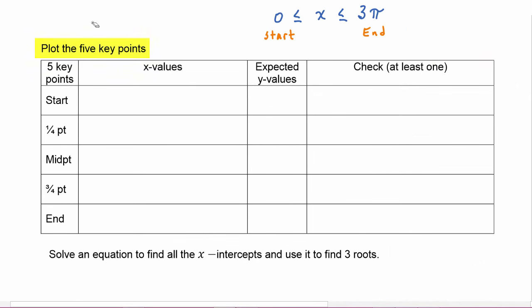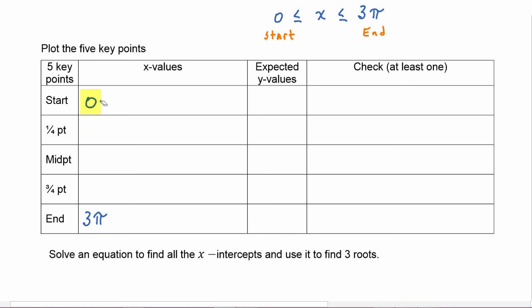Next, we want to plot the 5 key points of the graph. 5 key points means there's 4 intervals because there's an interval between each of the 5 key points. We know we're going to start at 0. We know we're going to end at 3 pi. And now we need to break that interval up into 4 equal pieces to give us the 5 key points.